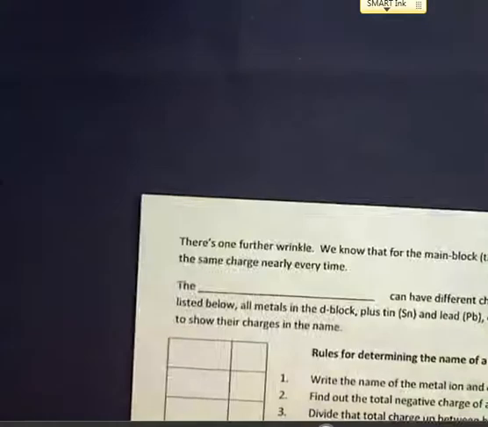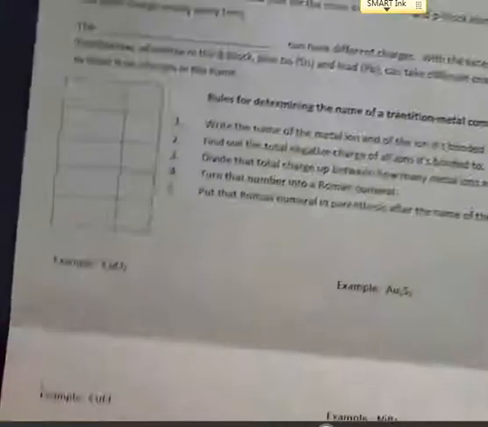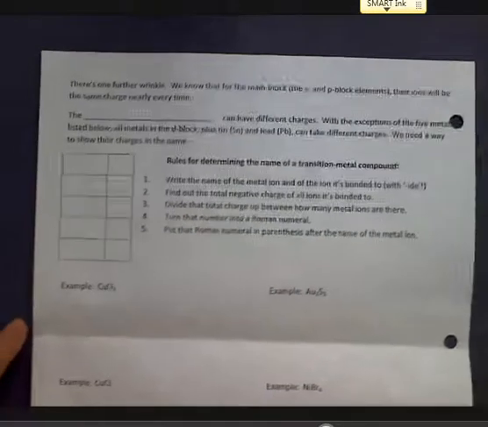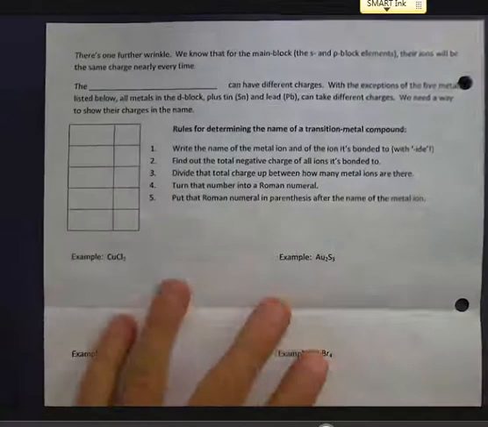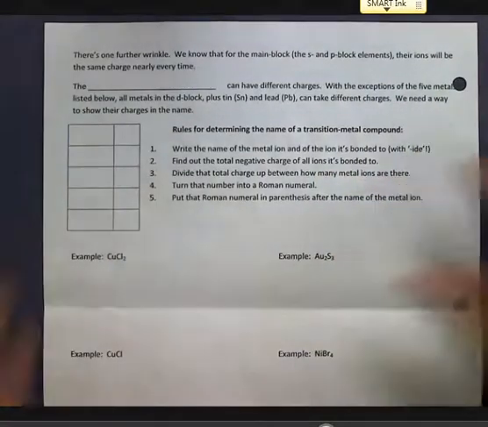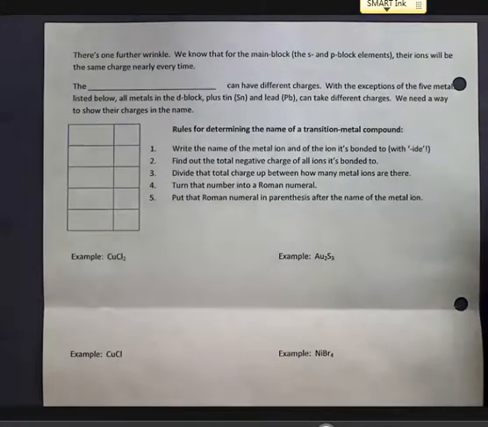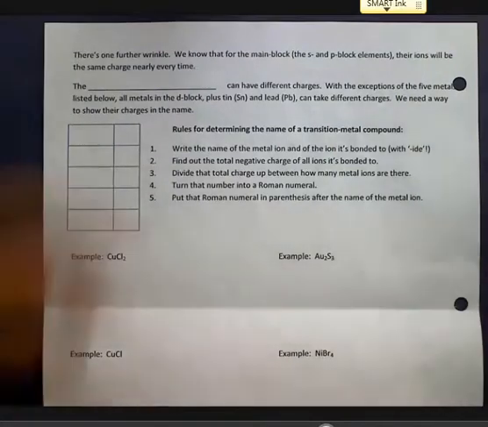Let's add a little wrinkle now. So on the back of this page, zoom back out a little bit so we can get the whole page in. There we are. We've only been dealing with the main block. Here's the problem. Transition block isn't nearly so well behaved. So let's grab our periodic table here.